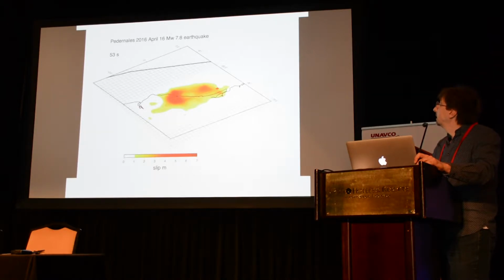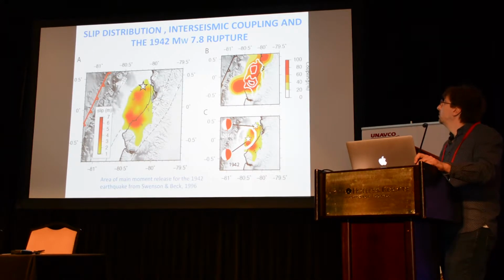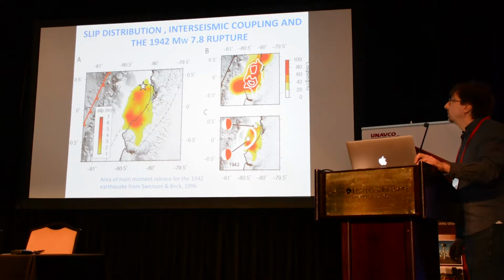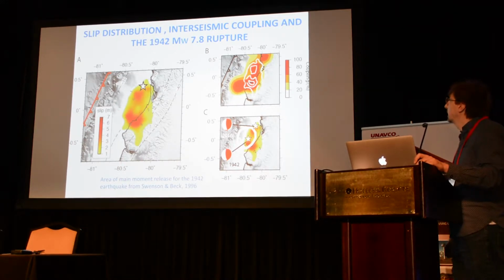So we believe that this slip distribution is well defined, and what we want next is to put it into the context of the seismic sequence and the interseismic locking that we had before the earthquake.